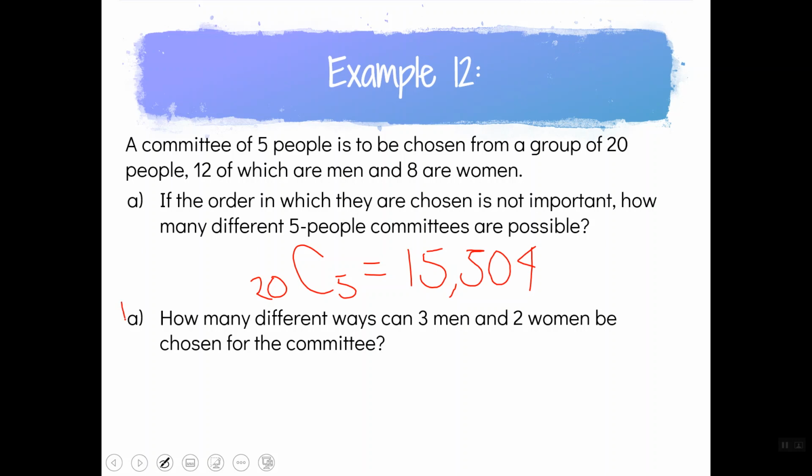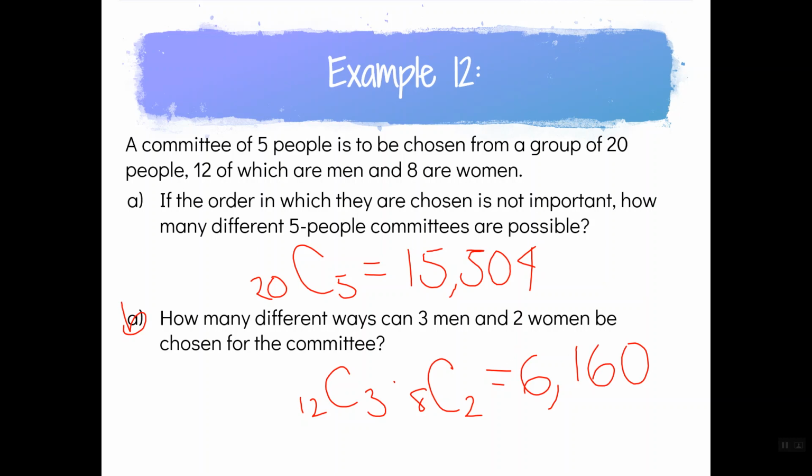Part B is a little different because we're being more specific. We're saying we want 3 men and 2 women. So out of the 12, we're picking 3 men, and out of the 8, we're picking 2 women. It's an and probability. So we get 6,160.